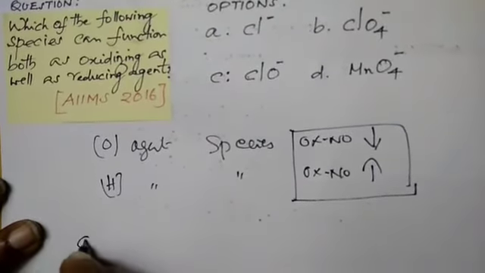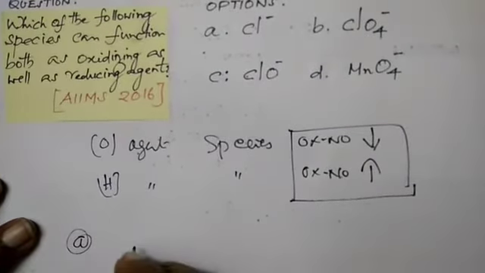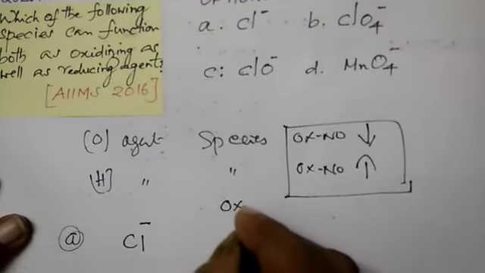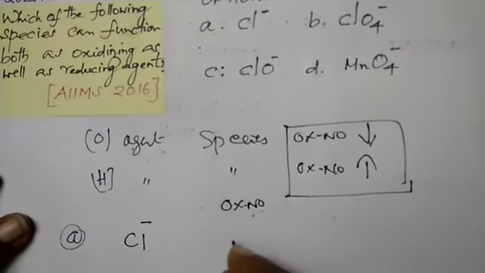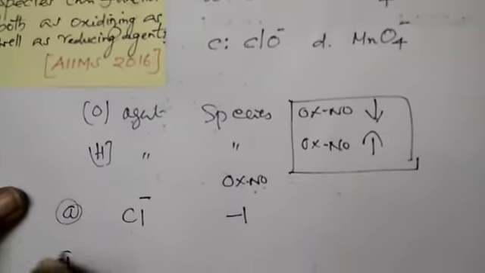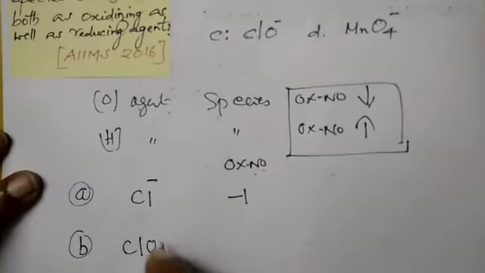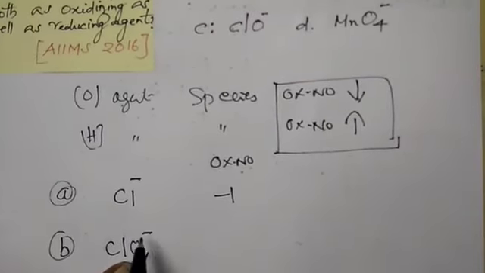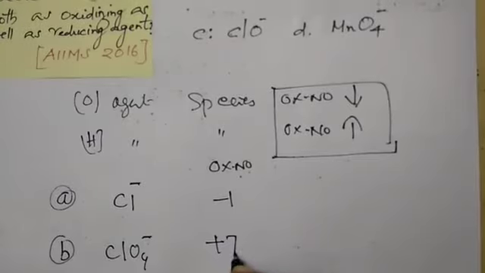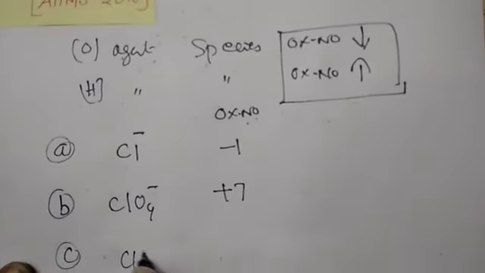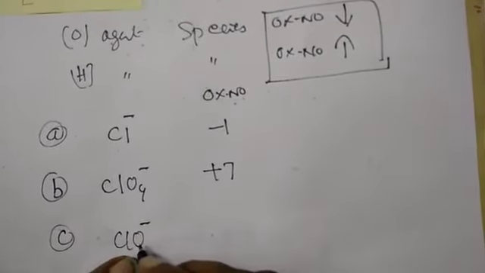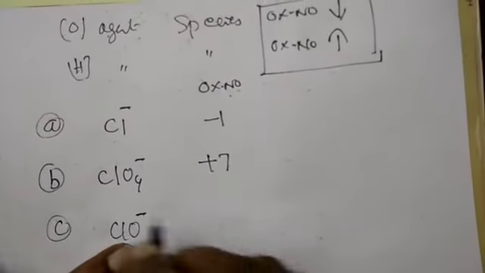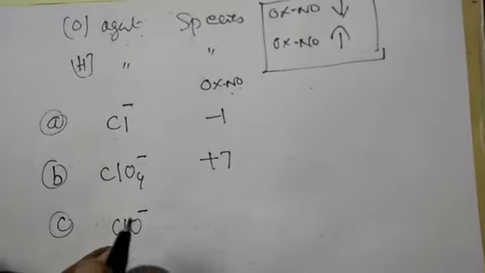Let us start with the calculation of oxidation numbers. I am putting Cl minus. What is the oxidation number? I am writing here the oxidation number of the species. It is -1. Next I am writing B, ClO4 minus. Oxidation number 4 into 2, 8. 8 minus 1, 7, that is +7. And C, ClO minus. Oxidation number of oxygen is -2, and -2 from the -1 gives +1.